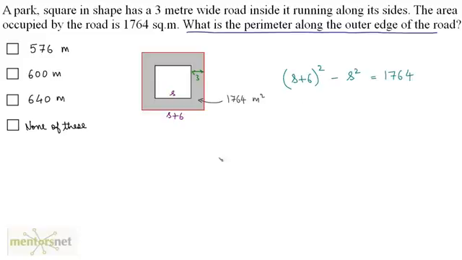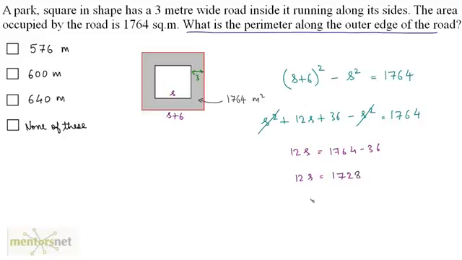Let us solve this. S square plus 2 times S times 6, that's 12S, plus 6 square, that's 36, minus S square equals 1764. This S square and this S square cancel out. What remains is 12S equals 1764 minus 36. So 12S is equal to 1728. So S equals 1728 divided by 12, and that equals 144. So this is the side of the inner square.